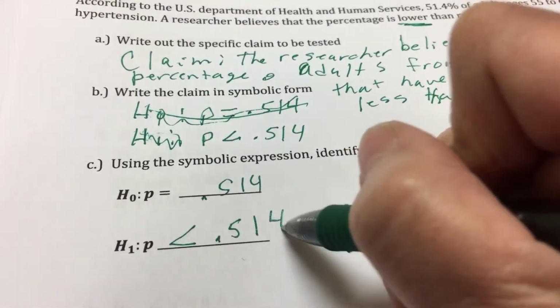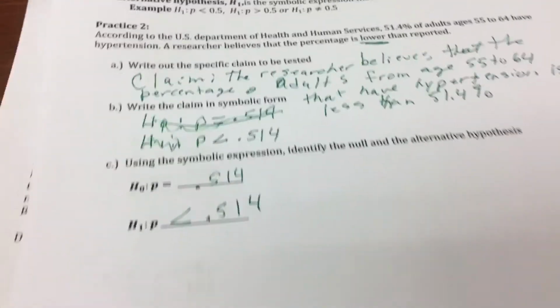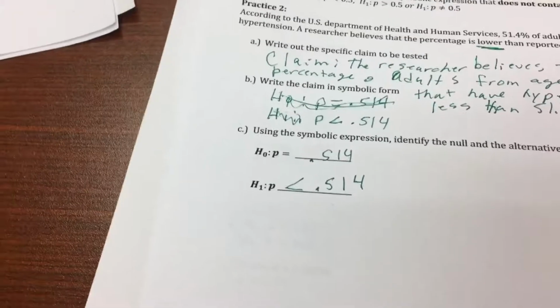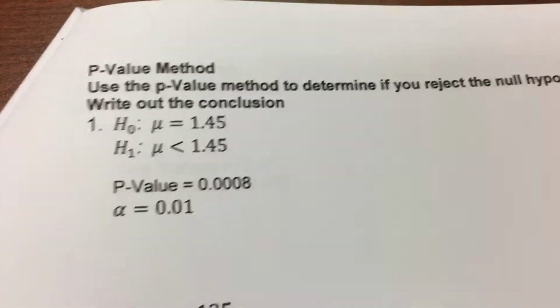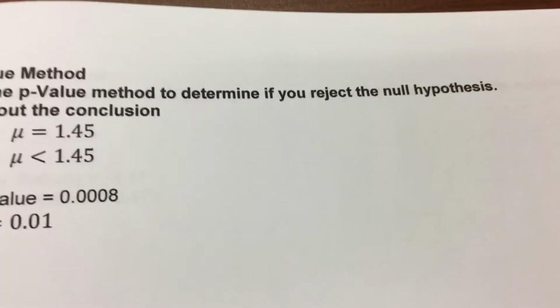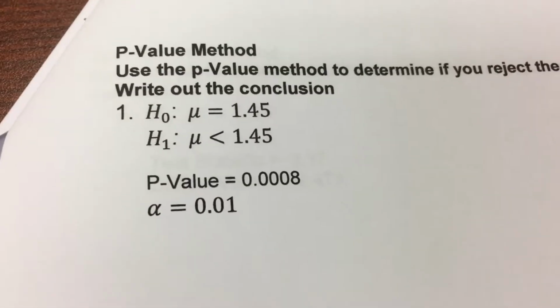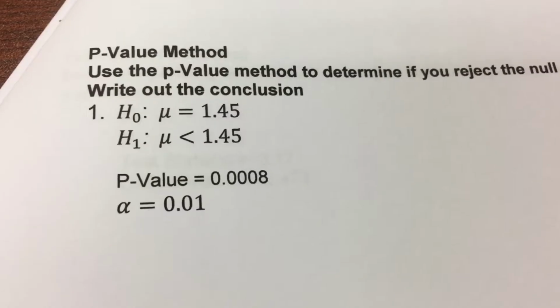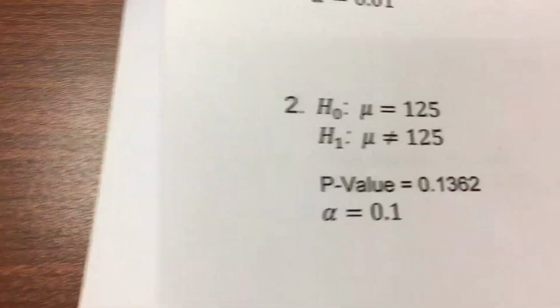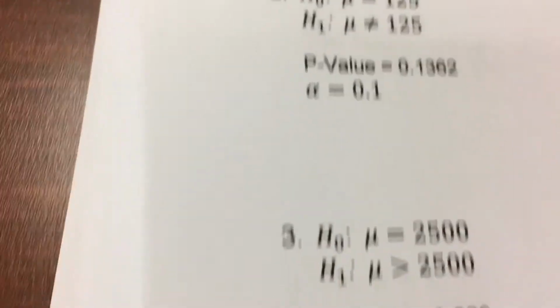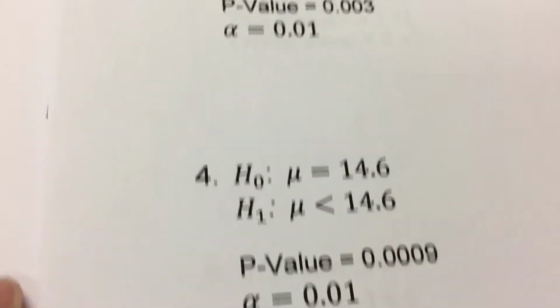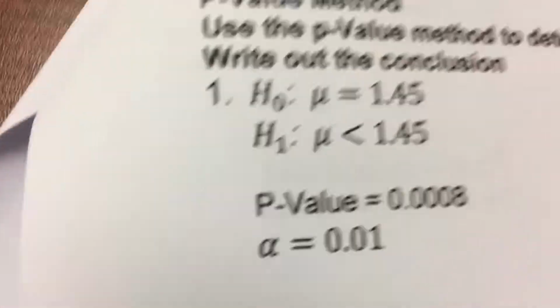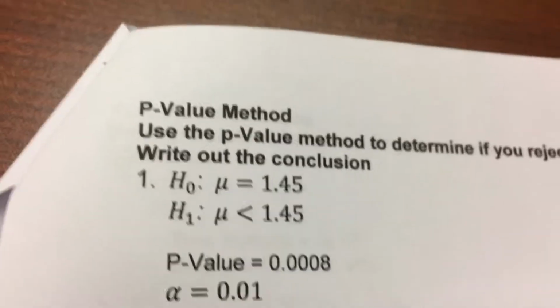Okay, now what happens is you've got some pages over here that you've got several of these that you're going to do yourself. Use the p-value method, determine if you reject the null, and then write out the conclusion. You've got some that are less than, some not equal to, a greater than, and a less than. So I'm going to do the first one, the less than, for you to lead you through this.